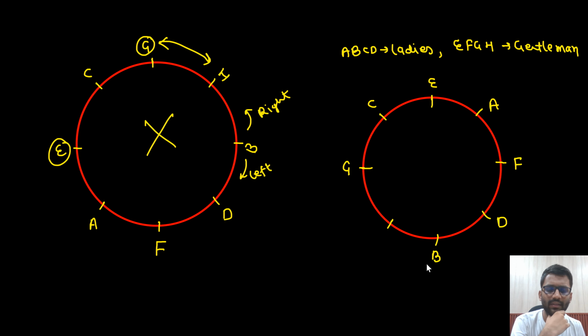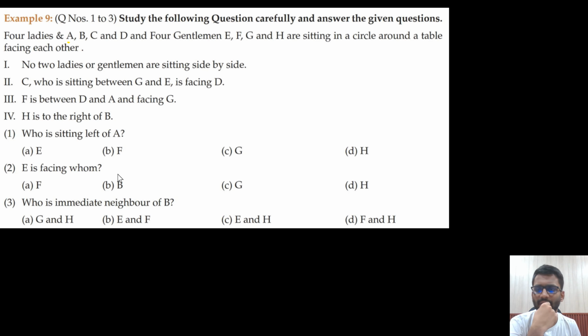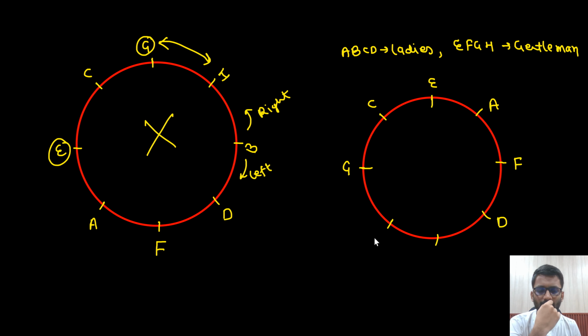If B is here, then what will be the right of B? This will be left. So H is to the right of B. So this will be B and this will be H, right? So this has to be B. So right of B, this is the right. So right of B is H.